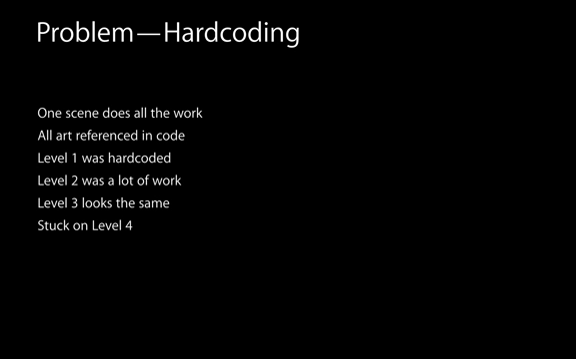So you dive in, you hard code. Everything's done in one scene. All the art references are done in the one place in code. You hard code level 1. Level 2 was a bit more work to make it different. Level 3 looks the same because, face it, you just did copy and paste. And, well, you're probably stuck on level 4. You're thinking, different, it's going to take time. Probably going to do copy and paste again.